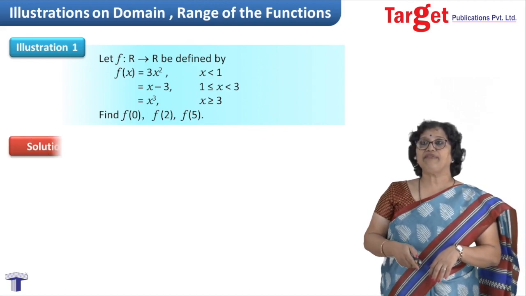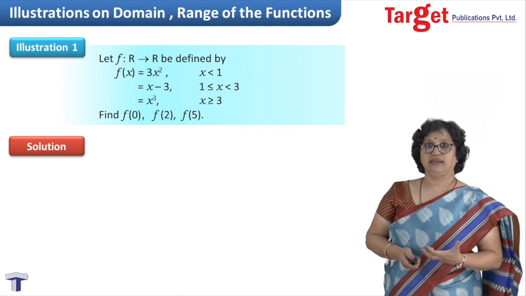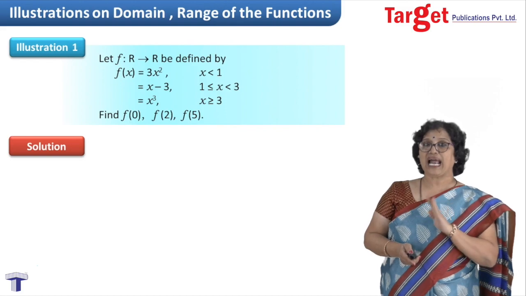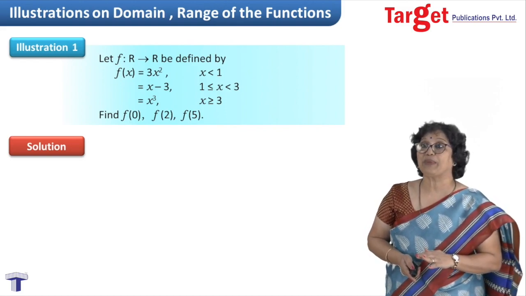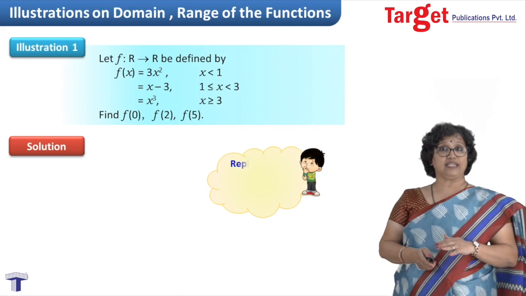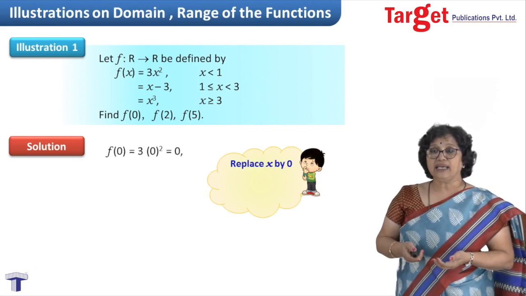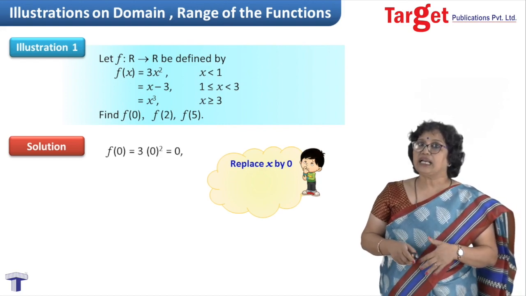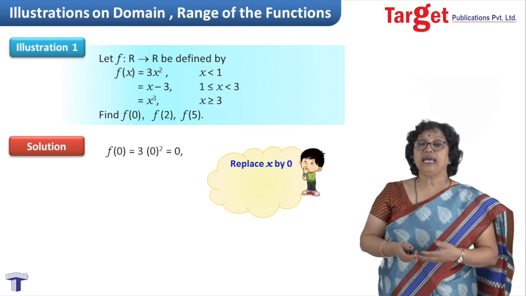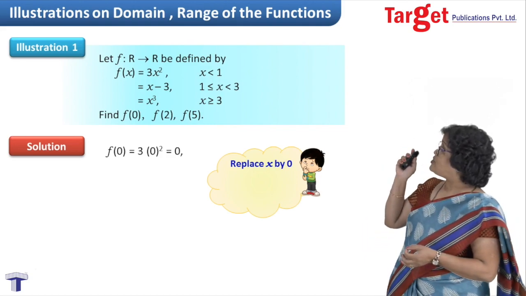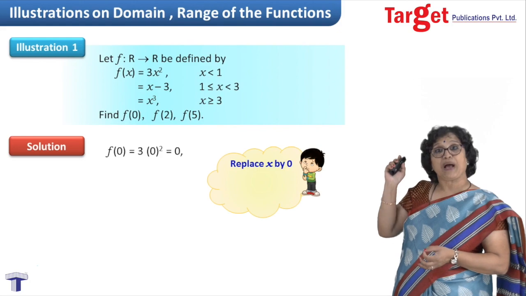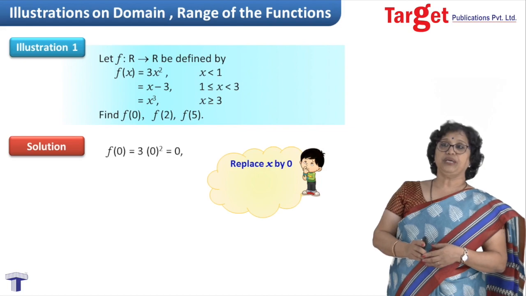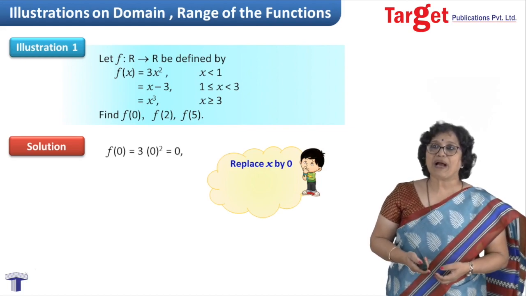Now, when I find f(0), I realize it stands for value of the function at x equal to 0, meaning I am replacing x by 0. So I replace x by 0 and I get 3 into 0 square, which is 0. Realize that x equal to 0 lies in the region x less than 1, so the first part of the definition I will be using, and there I have substituted x equal to 0 to get f(0).